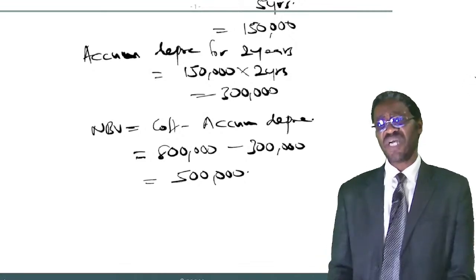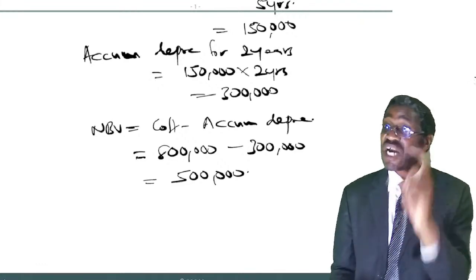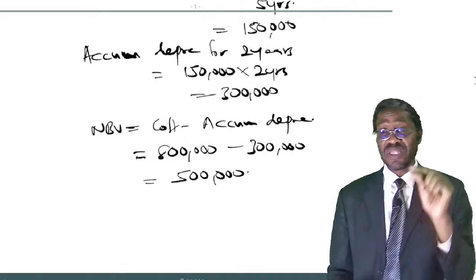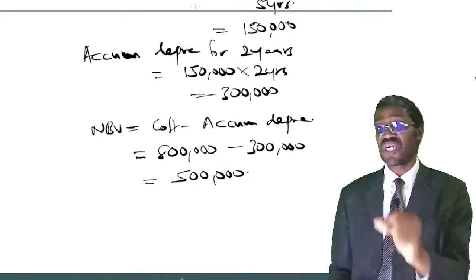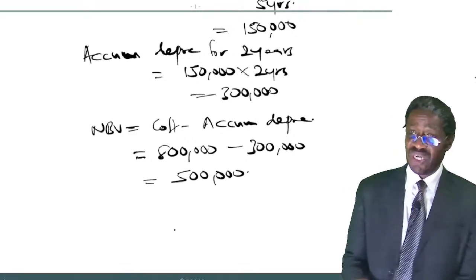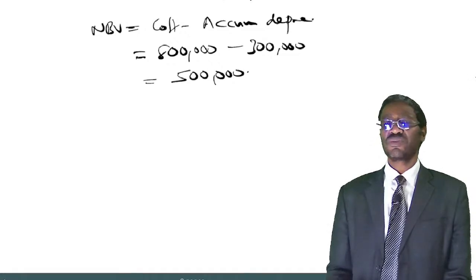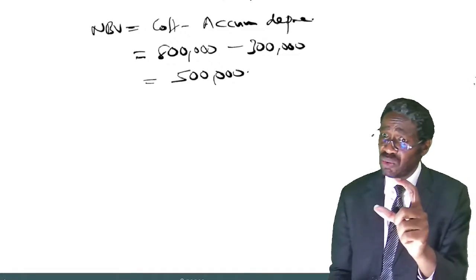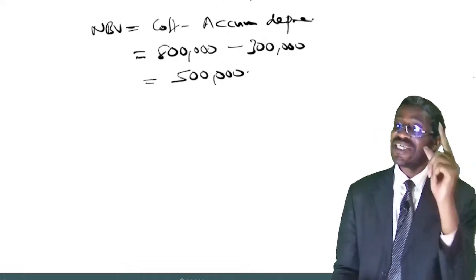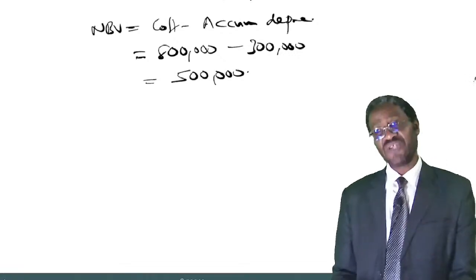We want to determine now what is the recoverable amount. Don't forget we said you compare the carrying amount of the asset with its recoverable amount. Now we know the carrying amount, so now we can determine the recoverable amount. To get the recoverable amount, we compare two values. One is the net realizable value of the asset, and two, value in use.